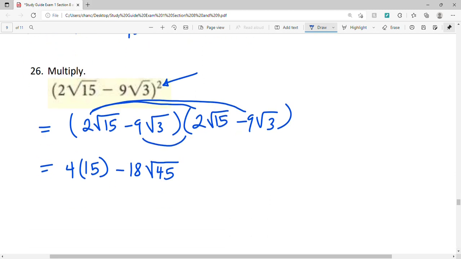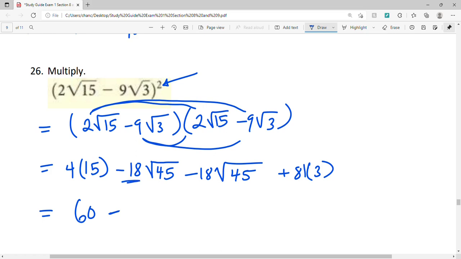We have negative 9 times 2 is negative 18. Root 3 times root 15 is, again, root 45. Negative 9 times negative 9 is a plus 81. And root 3 times root 3, that means we're just going to be multiplying by 3. 4 times 15 is 60, so we have 60. And negative 18 root 45 plus another negative 18 root 45 is negative 36 root 45. 81 times 3 is 243.